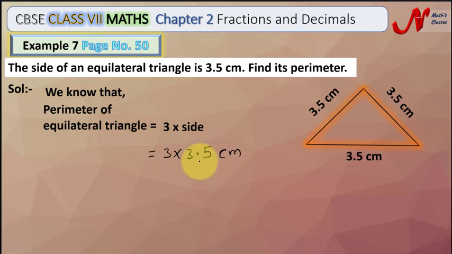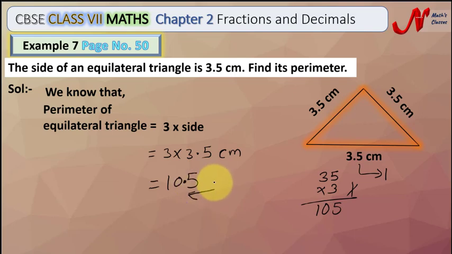To do this multiplication, first we multiply 35 with 3. 3 5s are 15, 3 3s are 9, 1 plus 9, 10. So we get 105. In the given decimal we have one digit after the decimal point. So from right to left we keep the decimal point in the product.